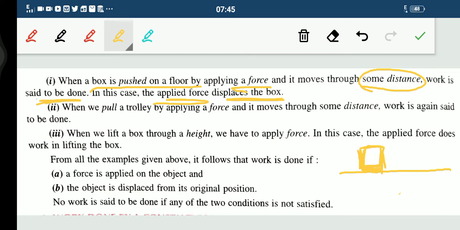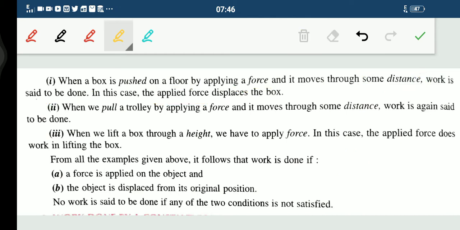Now students, when this box is pushed on a floor, how will we be pushing it? By applying a force. Let me apply a force here. I have applied the force, and this box moved through some distance. Let that distance be S, and the box, after moving, comes to this very position. So work is said to be done because the object has been displaced from one position to the other position, right children?